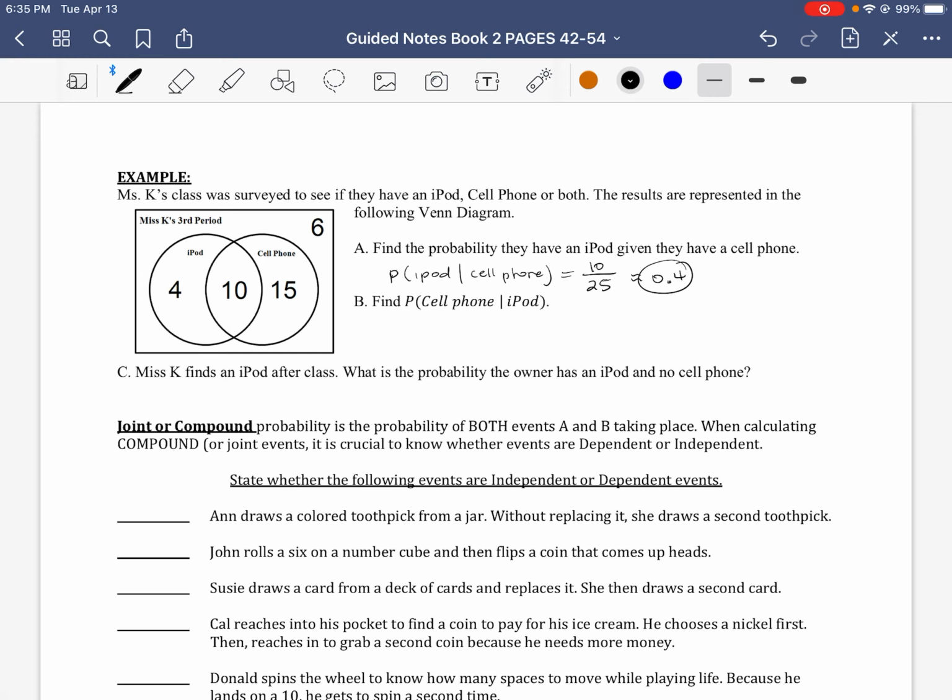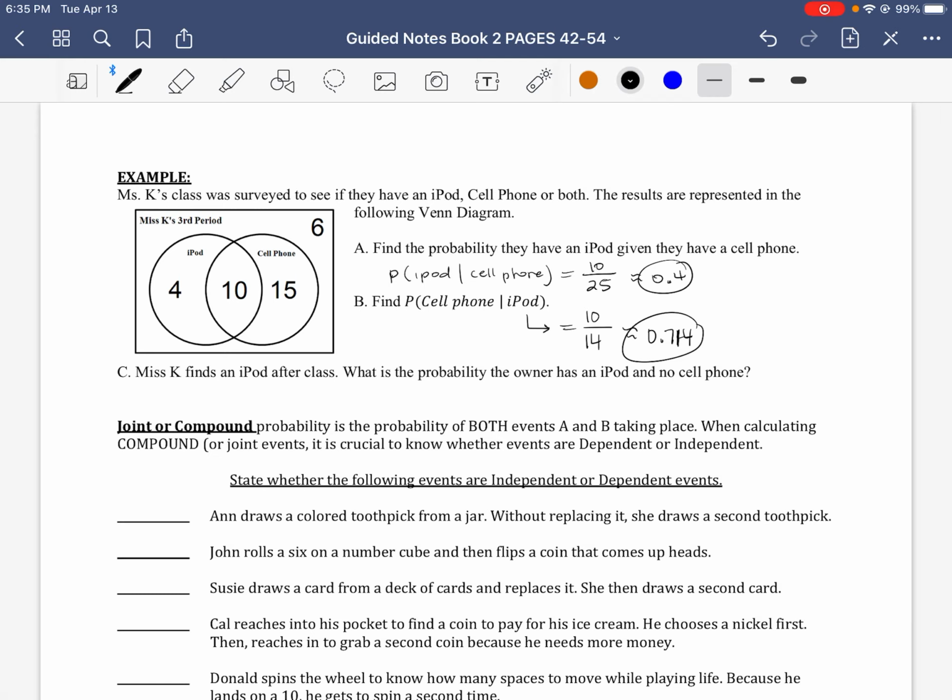The next one, find the probability they have a cell phone given they have an iPod. So again, we start with how many have iPods. And so we start in this circle this time, and we never leave this circle. So there's 14 in here that have iPods. Of those 14, how many also have cell phones? That would be that 10 again there in the middle. Ooh, that was a 1 and then a 4.